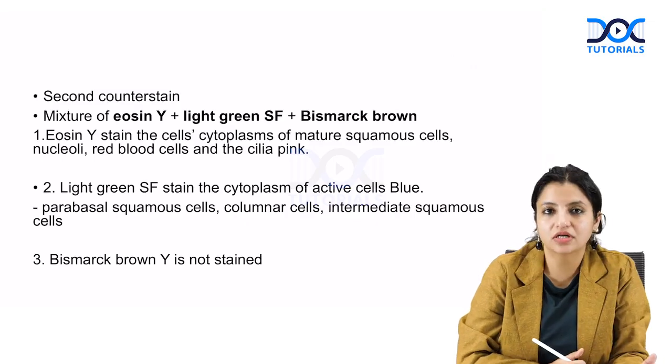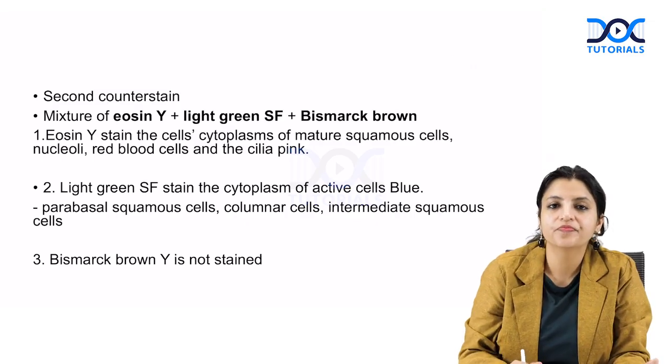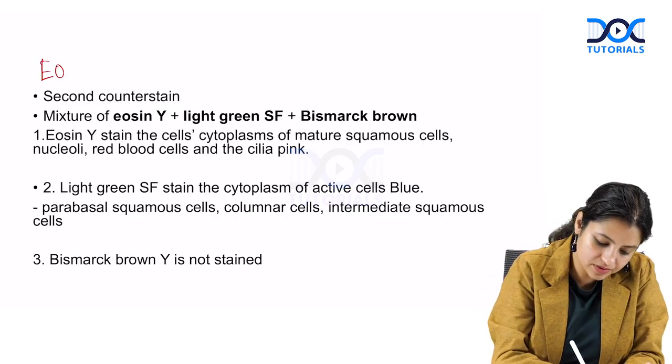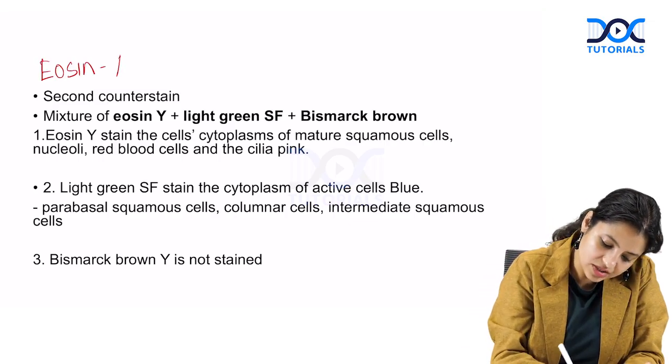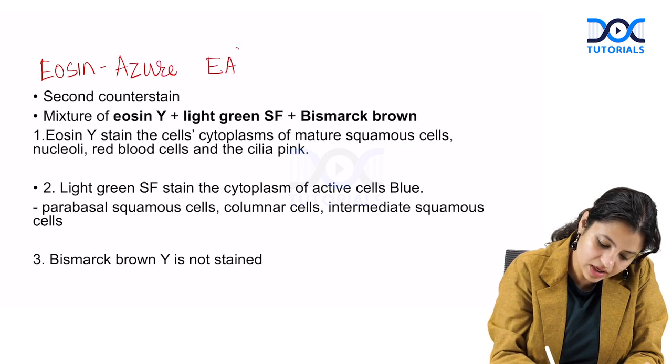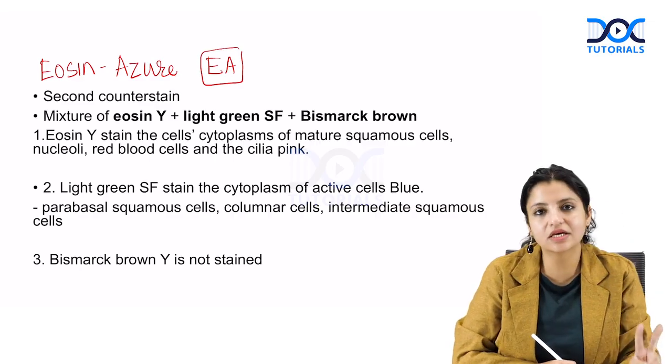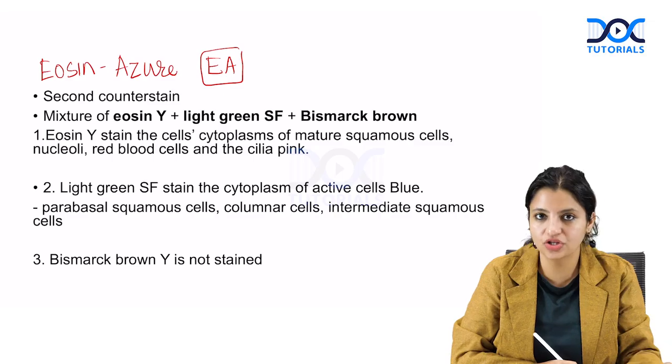The third dye which we use is your eosin azure. Okay, so what is that called? Eosin azure, very popularly called EA. This is a second counter stain. So that was orange; this is eosin, that's pink, and azure.